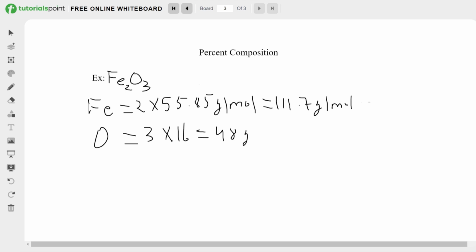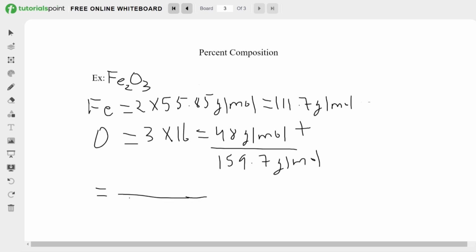Now, to find the molar mass, obviously, we add these two together, right? And so when we add it, we get 159.7 grams per mole. That's our total molar mass right there, okay? Now, let's plug this into the formula, right? So when we do that, we already know our molar mass is 159.7, right? And let's put our times 100 because we know we're going to do that regardless.